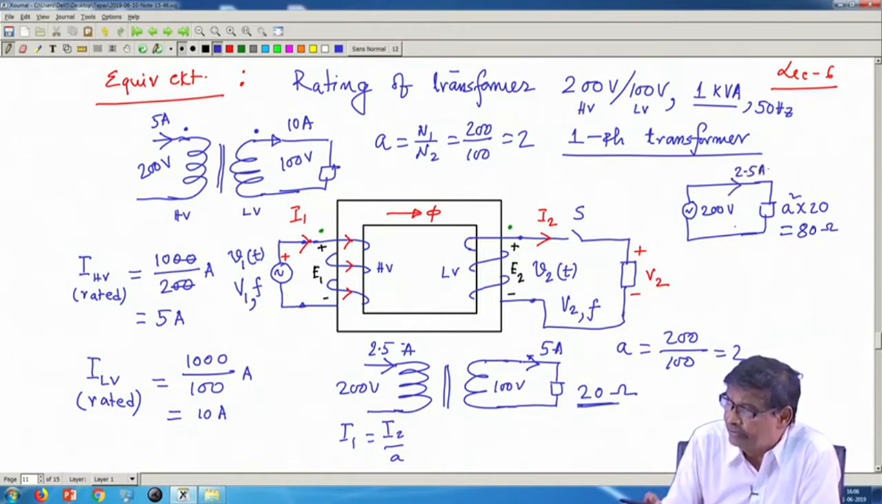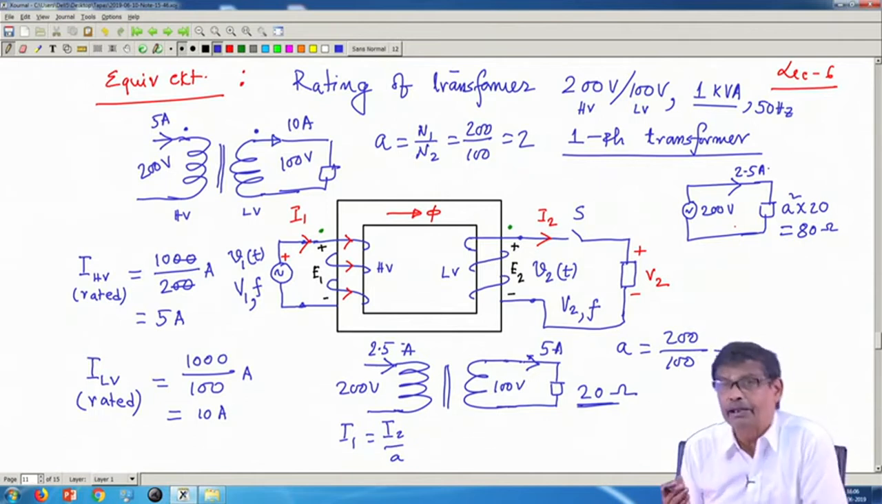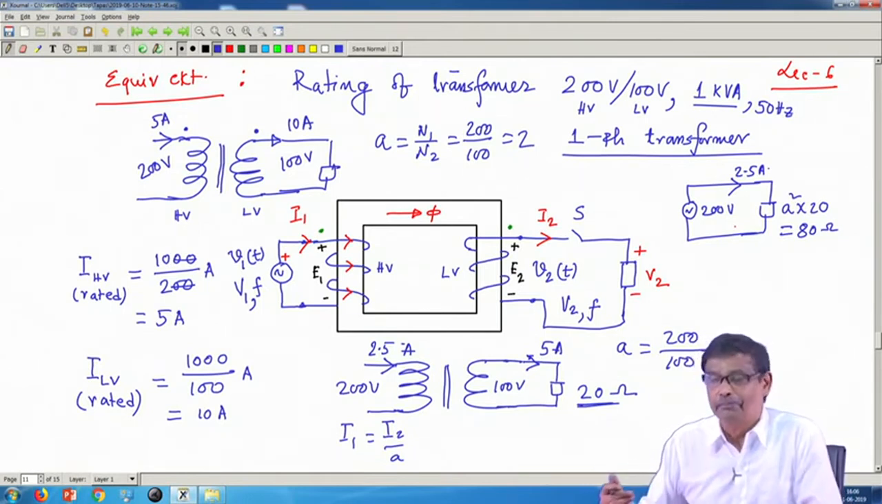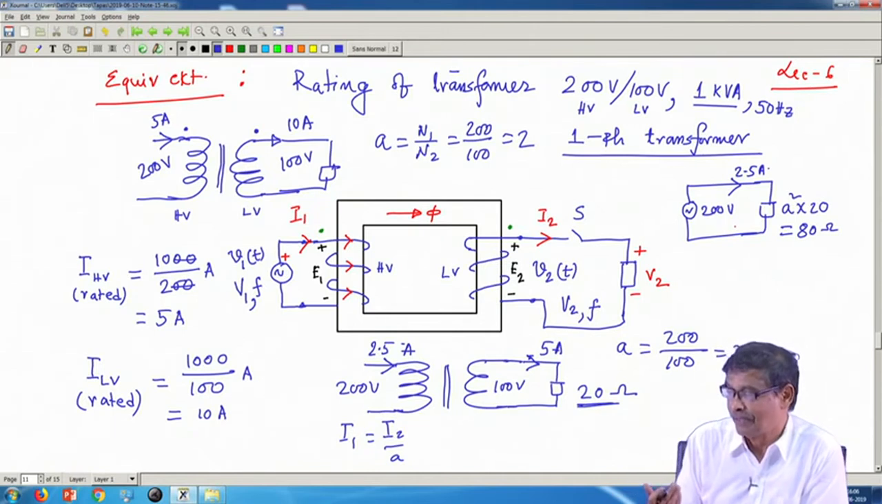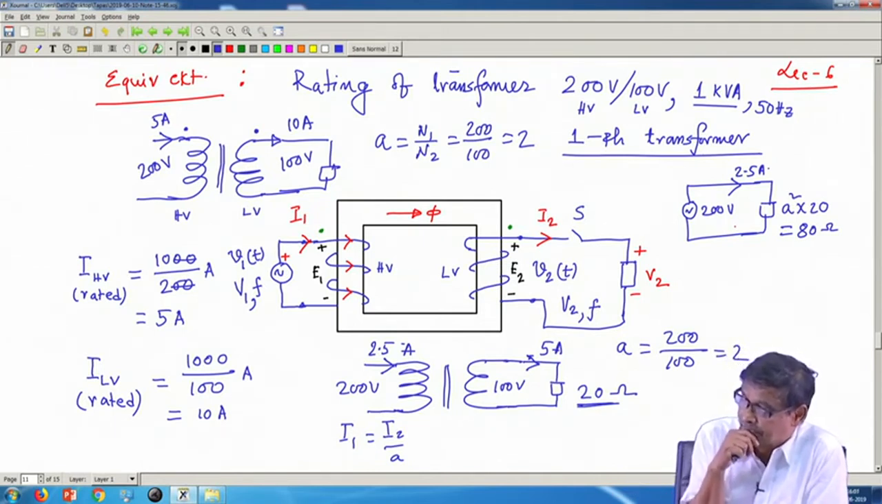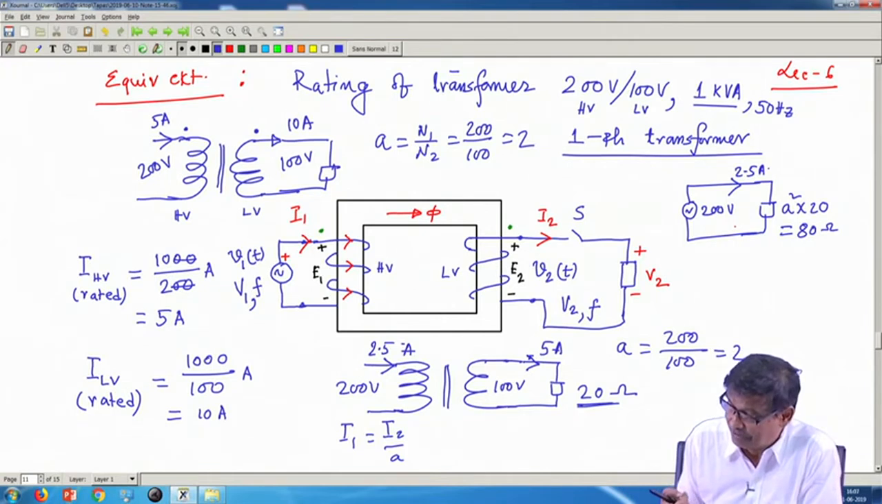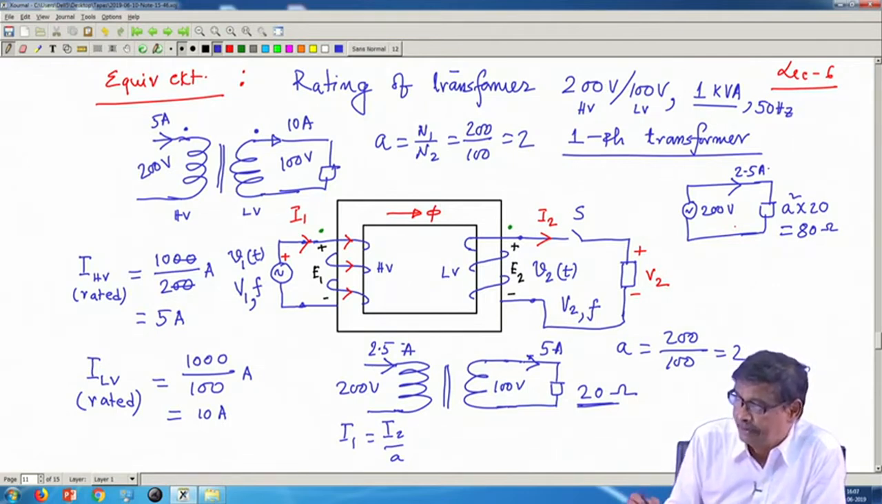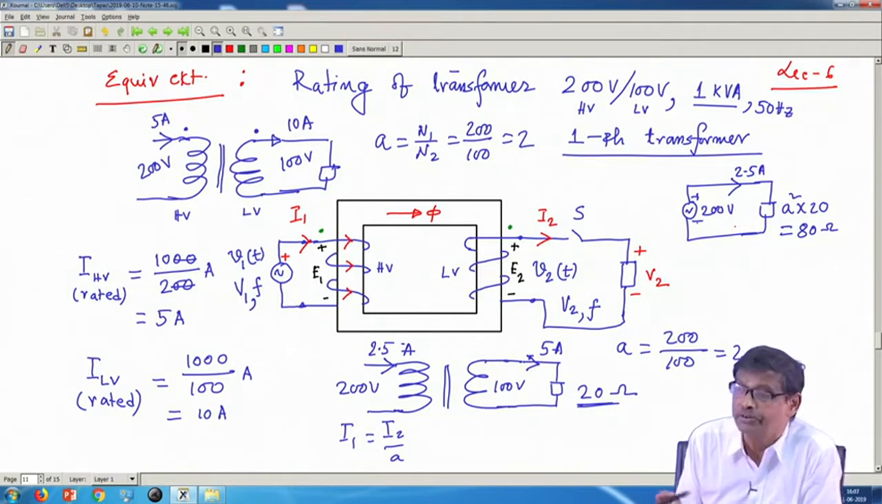So I will draw the equivalent circuit. Sometimes people say a transformer changes the value of the impedance. You are physically connecting an impedance of 20 ohm, but to the source it appears to be 80 ohm. You can manipulate the impedance. Then I come back here and say this current will be 2.5 into 2, which is equal to 5 ampere.